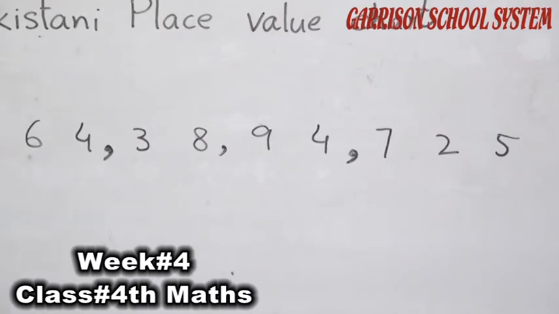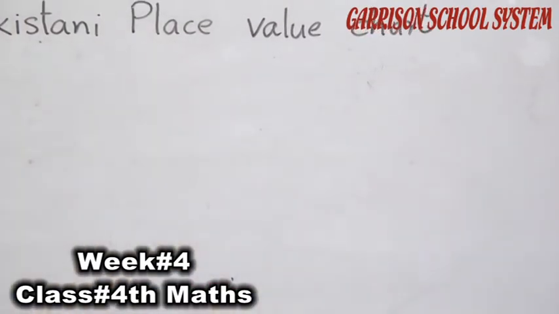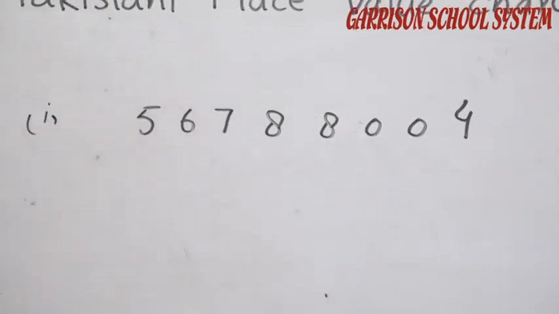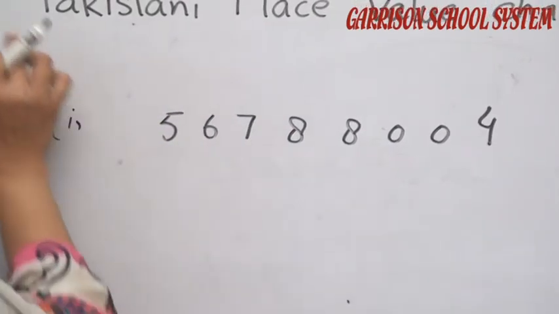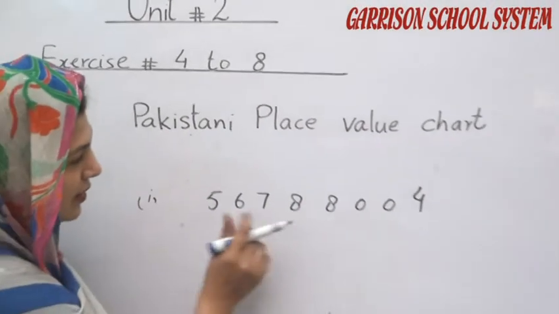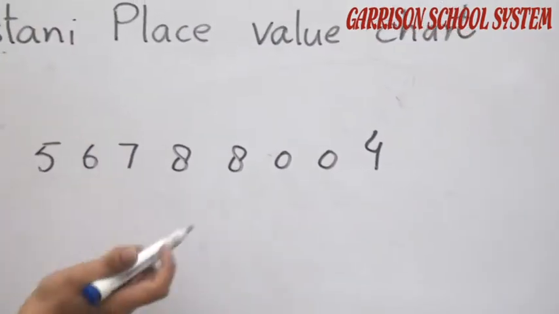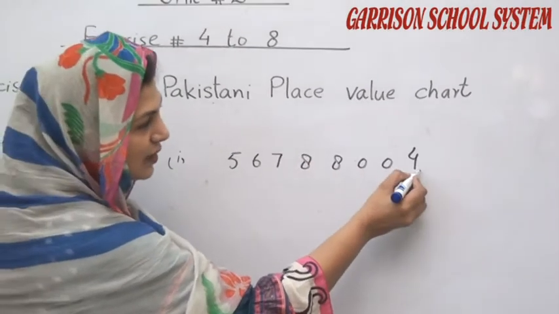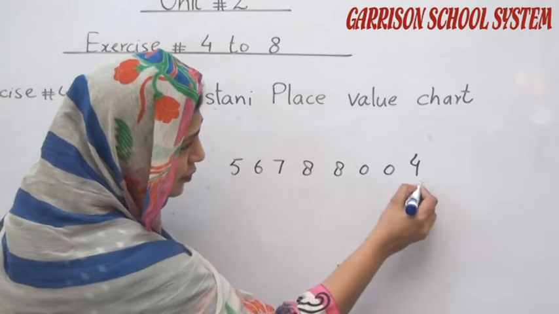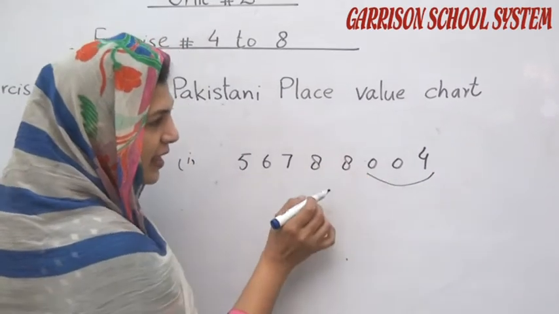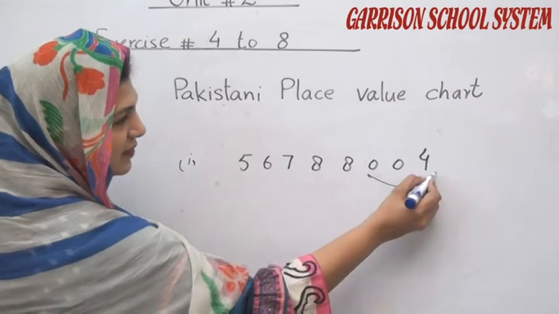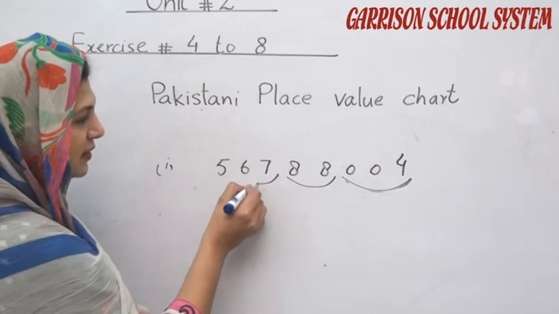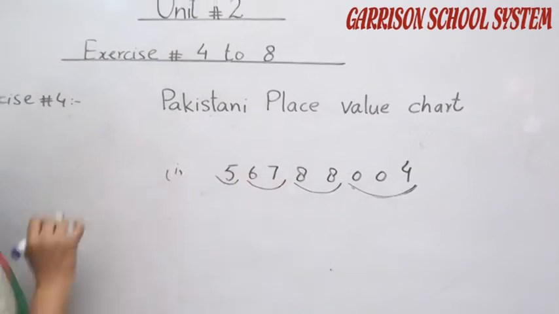Now we have question number 1. So students, this is the first question of exercise number 4. How can we solve this question? We can divide into groups. For example, if I start from the right side, I can divide in this way, as I have told you. This is the first group, called the ones group. This is the second, third, and fourth.